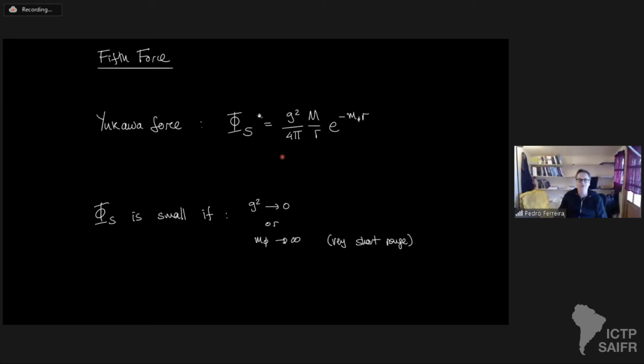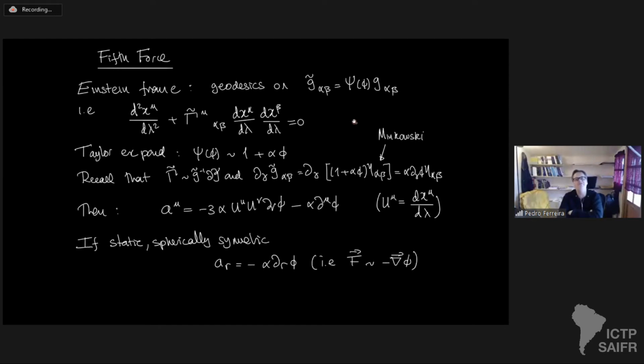If this is going to be small, we either have to have that the amplitude is very small, in other words, that the amplitude goes to 0, or that the range is very short, which means that the mass has to be very large. If I push this m to be very large, this becomes very big very rapidly, and this is going to be 0. So that's 2 ways of suppressing a fifth force, by suppressing either this bit or that bit.